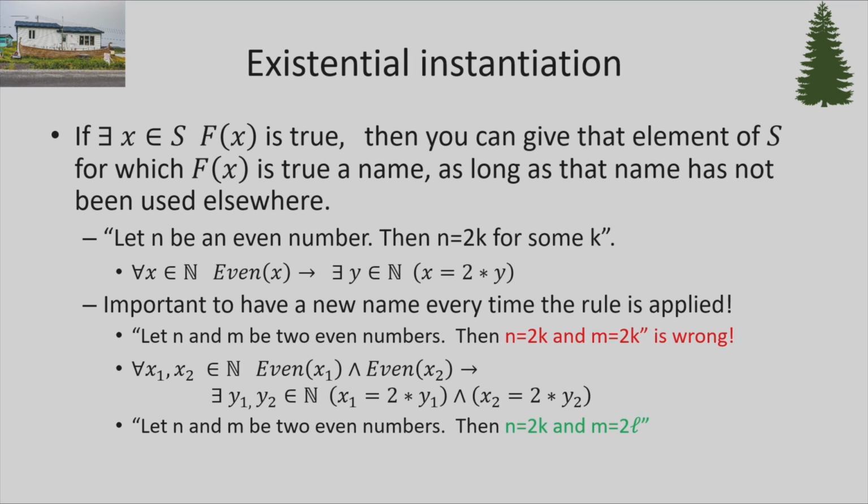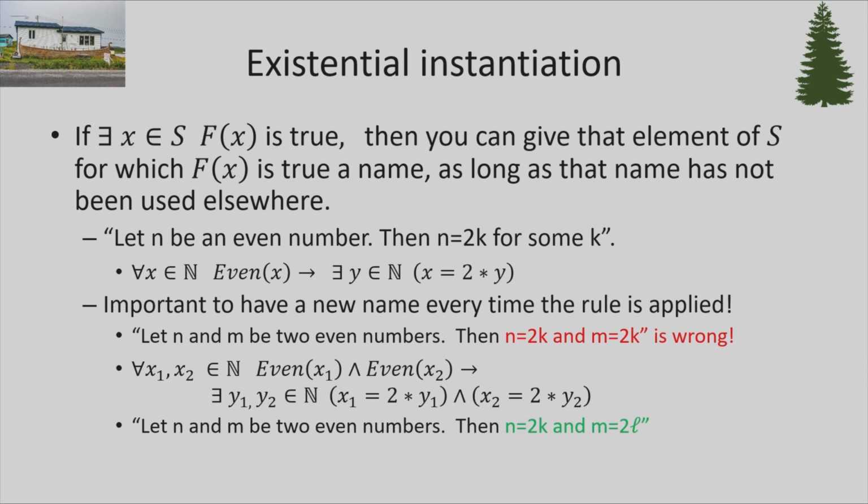Let n be an even number. Then n is equal to 2k for some k. Where is the existential instantiation here? Well, it's in saying that there is a number k, and we don't really need to compute it. We just need to give it a name, which is equal to half of the number n when n is an even number.